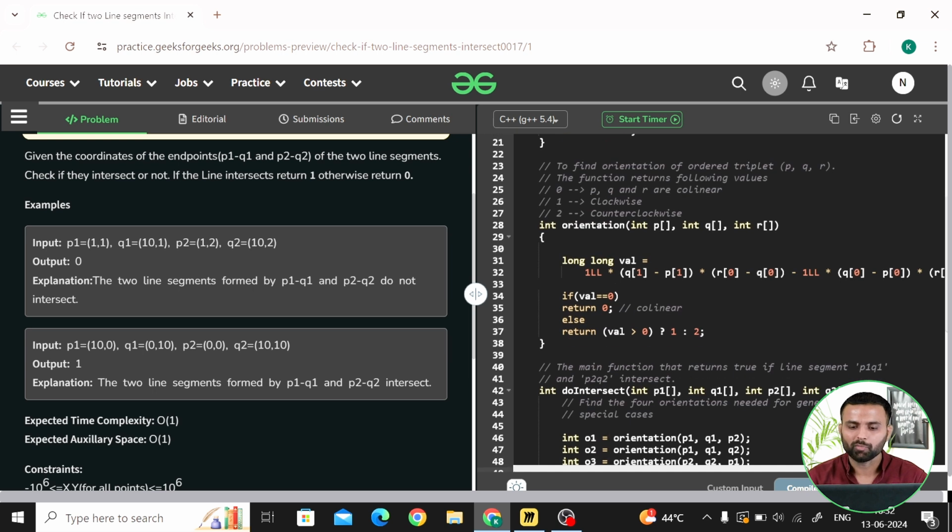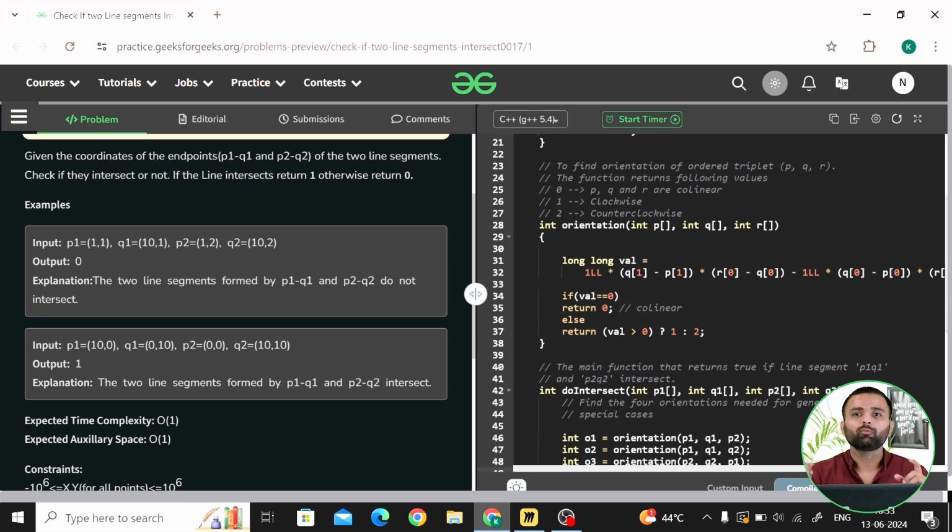In the orientation function, the comments will be telling you the same thing: to find the orientation of ordered triplets. P and Q will be your first line segment, and with respect to PQ, we just have to check the orientation of R, so that is what we are passing here.